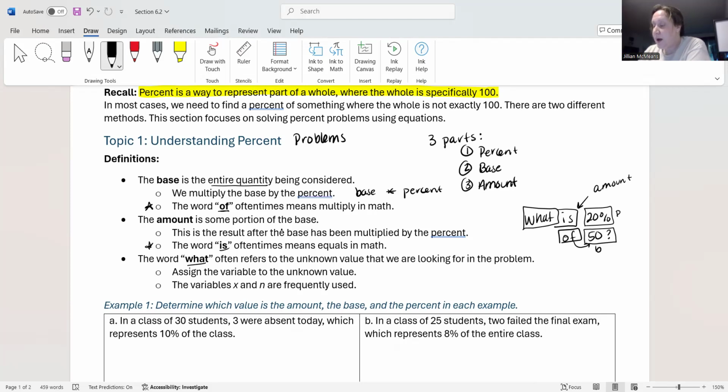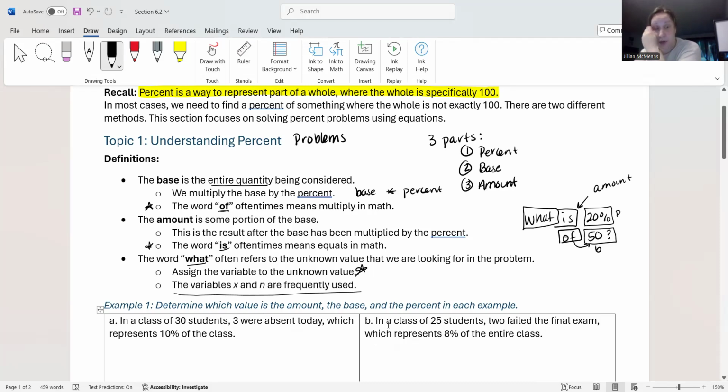Now we do have to assign a variable to the unknown. That is a common thing in algebra, you assign a variable to the unknown, and that's what we're going to be doing here. If we don't know what the amount is, we assign a variable to it. If we don't know what the base is, we assign a variable to it. If we don't know what the percent is, we assign a variable to it. I'll generally use A, B, and P for amount, base, and percent, but just please know variables X and N are really frequently used in problems like this as well. So let's go ahead and practice.